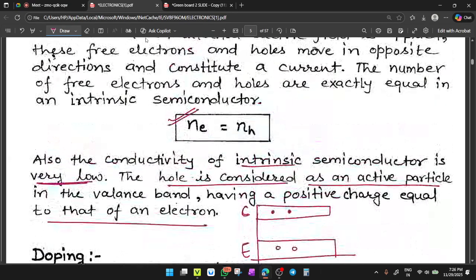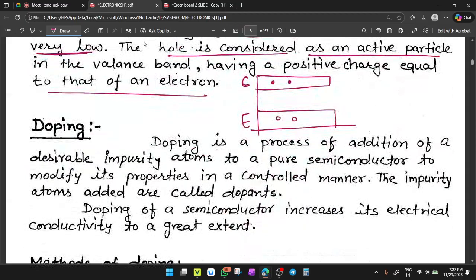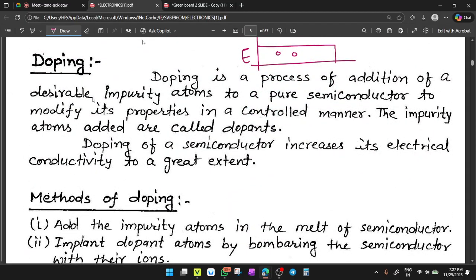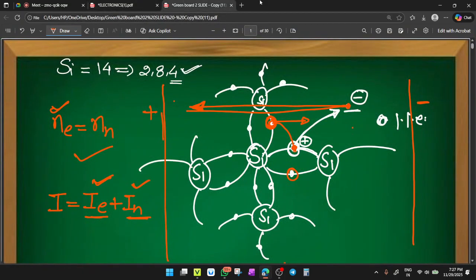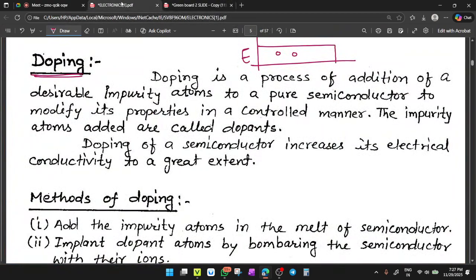Okay. So we have seen that the pure semiconductor is not good enough to provide good conductivity. So we have to take another way to get a sufficient amount of conductivity. This process is called doping. So what is doping? Doping is mixing. You have to mix something with pure silicon or germanium. So what do you have to mix? You have to dope these pure elements with some other elements. This process is called doping.